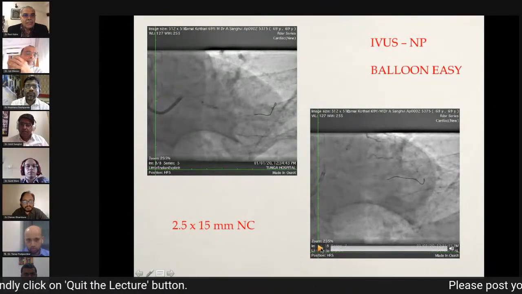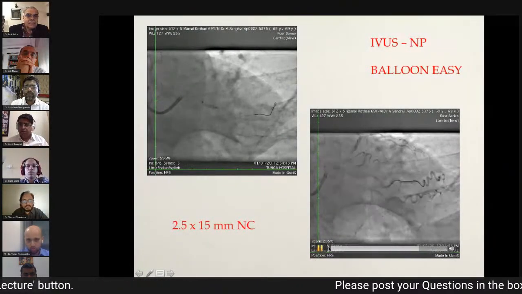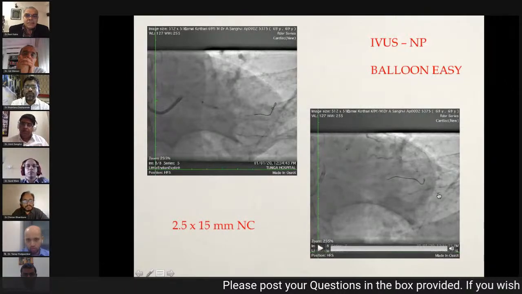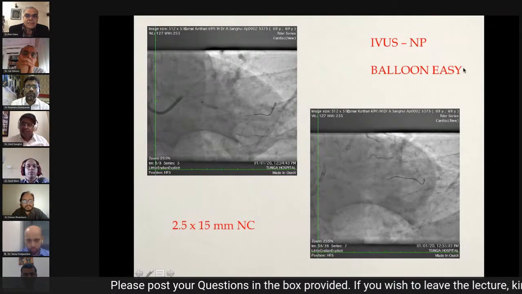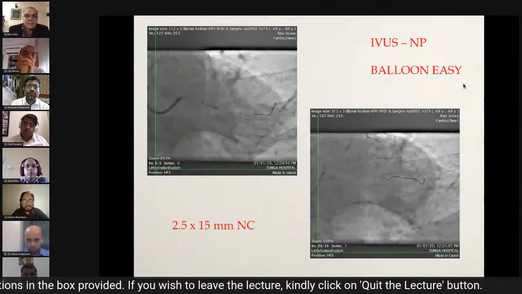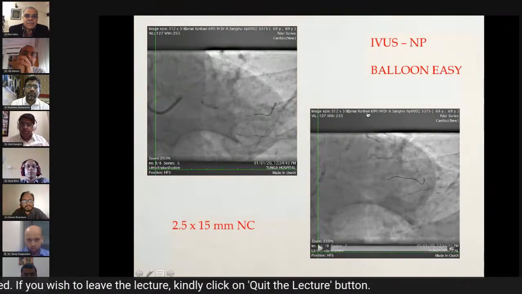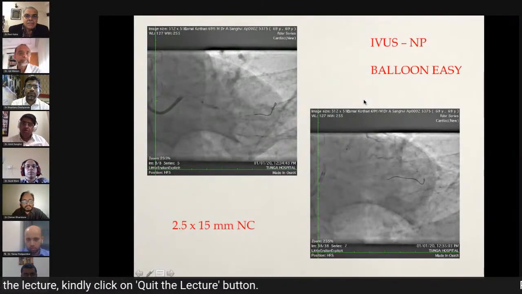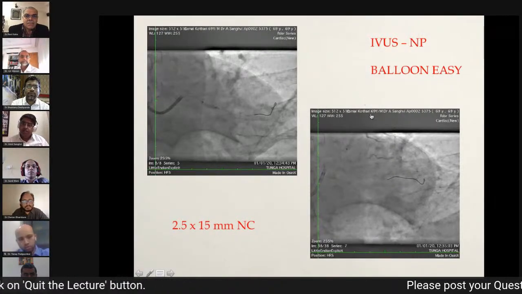And this is what we got after 2.5 millimeter balloon dilatation. Then we thought, okay, let us try passing the IVUS again, but unfortunately the IVUS still would not cross. So we said, let's forget IVUS, let's see if we can now cross a stent, but even the stent would not cross here.